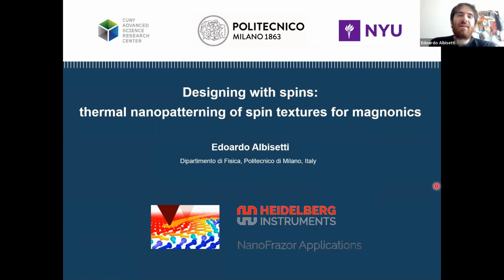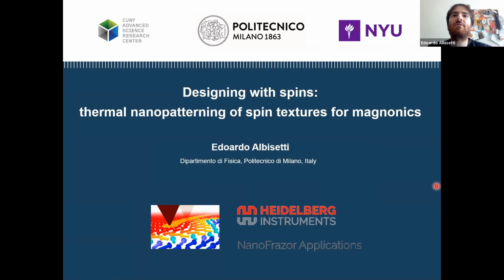Okay, so as Felix kindly introduced, today we'll talk about a particular application of the nanofabricator thermal lithography that is used for patterning magnetic materials. Whereas in most nanofabrication applications, let's say, there is a resist that is patterned and then a pattern is transferred into the desired material. In this case, we use a different approach.